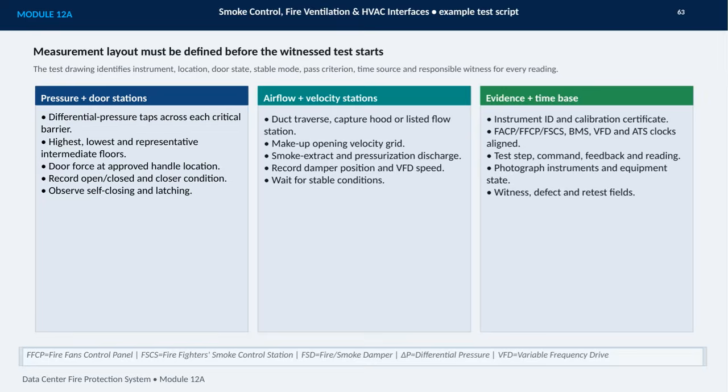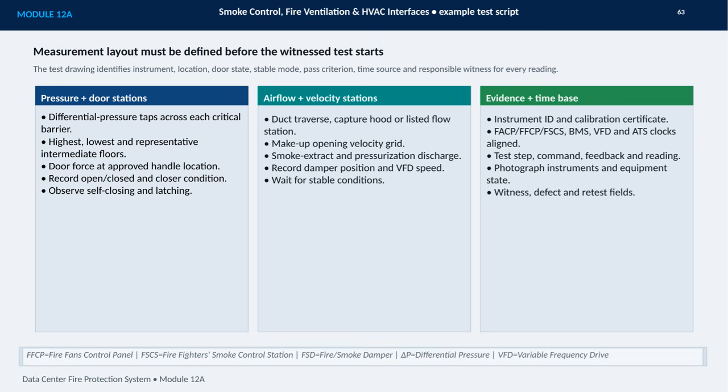Before the witness test begins, the measurement layout must be fully defined. Every reading needs a clear measurement point, operating condition, pass criterion, time source, and responsible witness. For pressure and door stations, the test drawing should identify differential pressure taps across each critical barrier, including the highest, lowest, and representative intermediate floors. Door force is measured at the approved handle location, while the team records whether the door is open or closed, confirms the closer condition, and observes self-closing and latching.